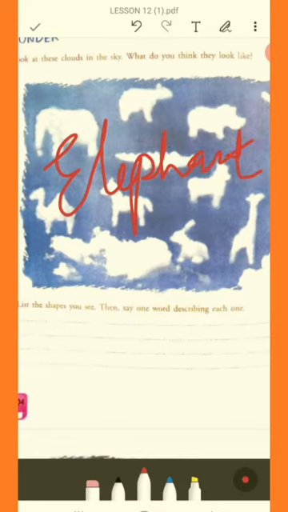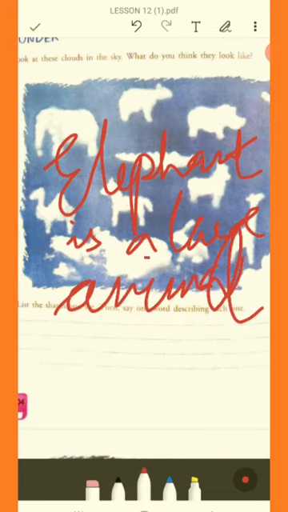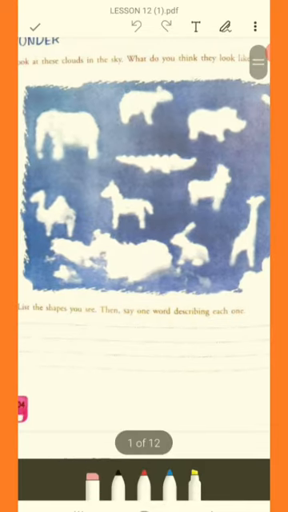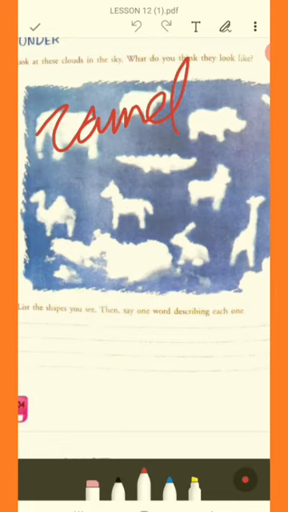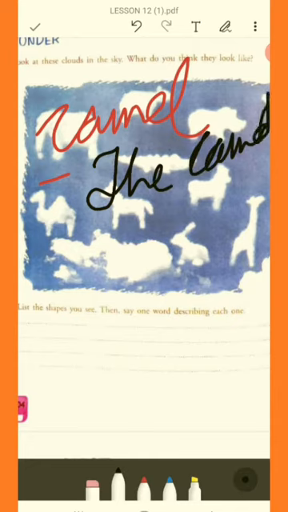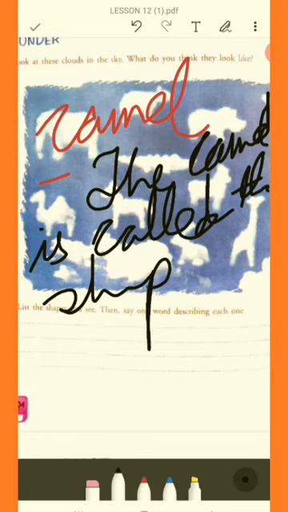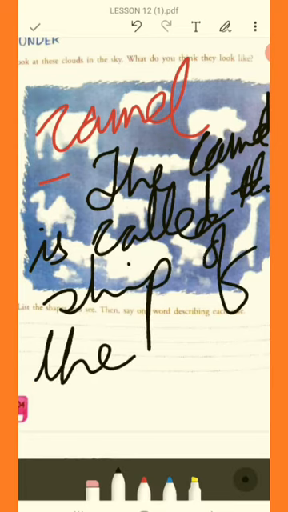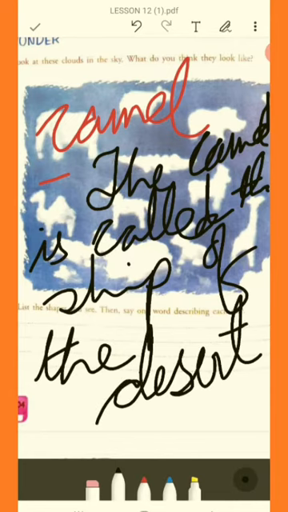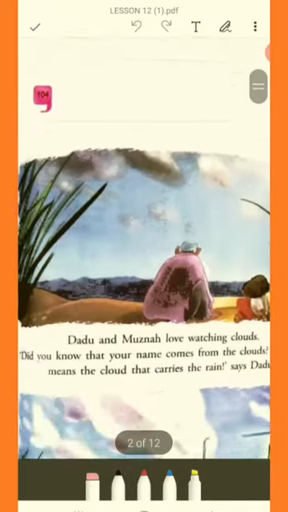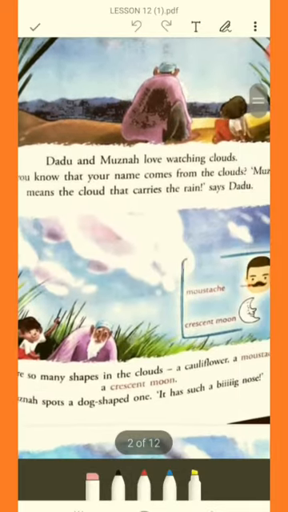Elephant is a large animal. Right. Similarly, what was the second animal we talked about? We talked about the camel. I can say the camel is called the ship of the desert. What of the desert? Ship of the desert, right? So that is it, very simple. Try doing the same for the animals. Now, without any further ado, let's begin reading.